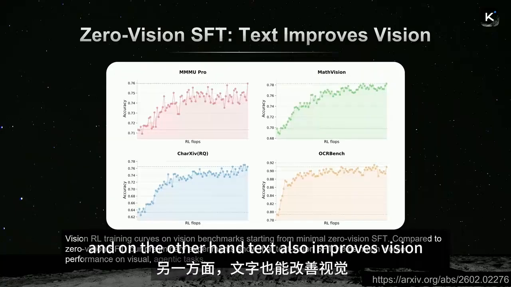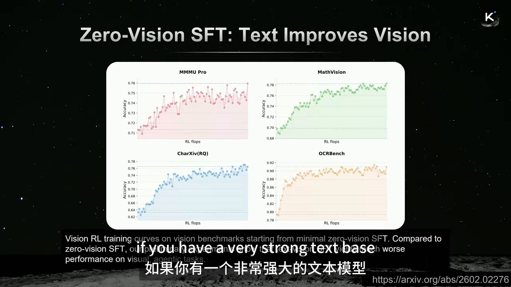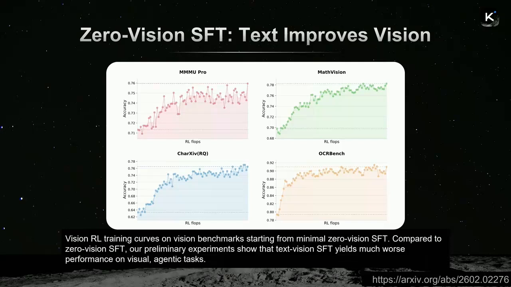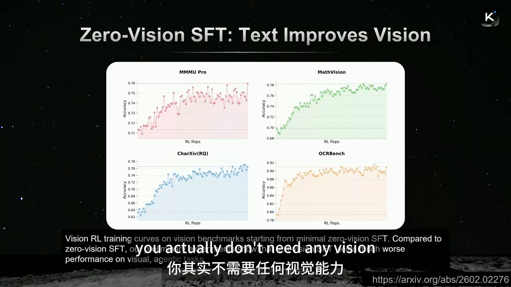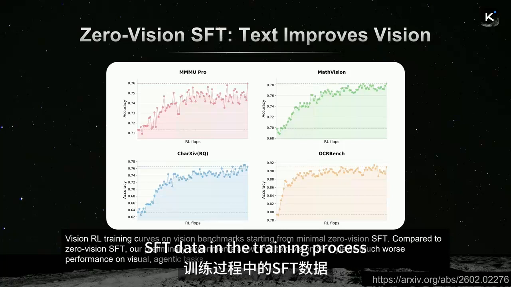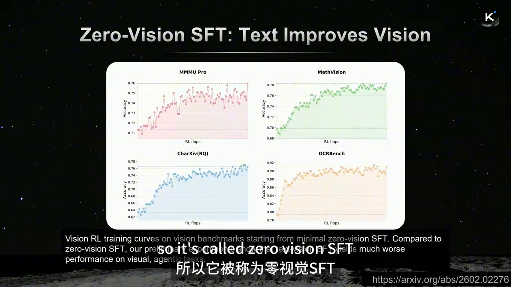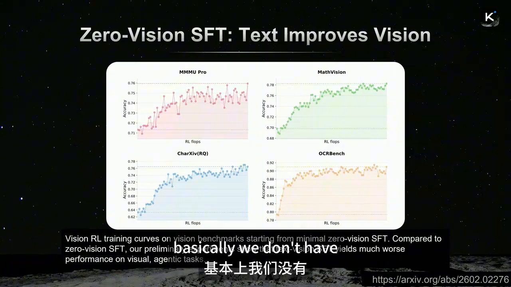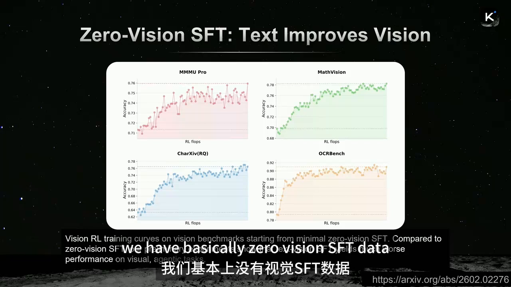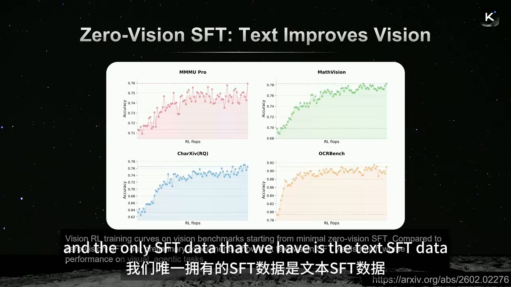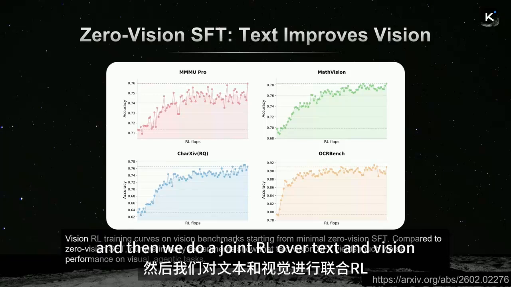On the other hand, text also improves vision. If you have a very strong text base, you actually don't need any vision SFT data in the training process. And this is the approach that we adopt. It's called zero vision SFT. Basically, we have zero vision SFT data, and the only SFT data that we have is the text SFT data. And then we do a joint RL over text and vision.